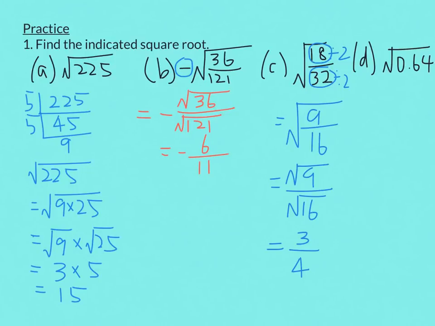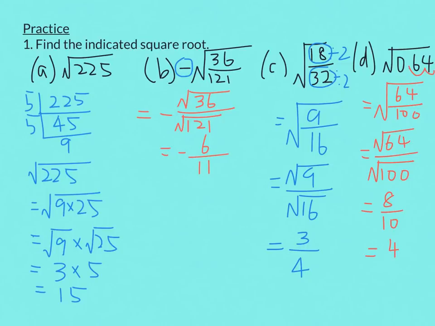For example D, we have a square root of a decimal, and we can convert this to a fraction. For example, 0.64 is actually 64 divided by 100. And from here, you can apply the quotient property of square root to get square root of 64 divided by square root of 100. And that gives me 8 divided by 10. And you can simplify that further to 4 over 5.